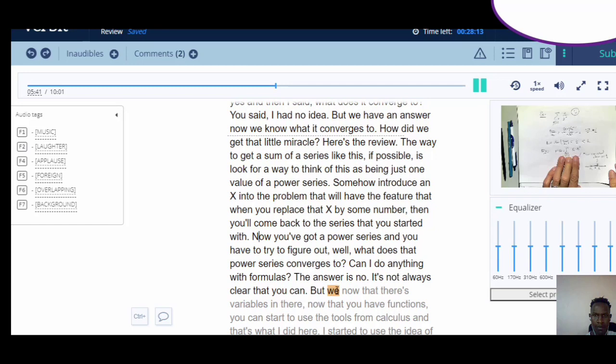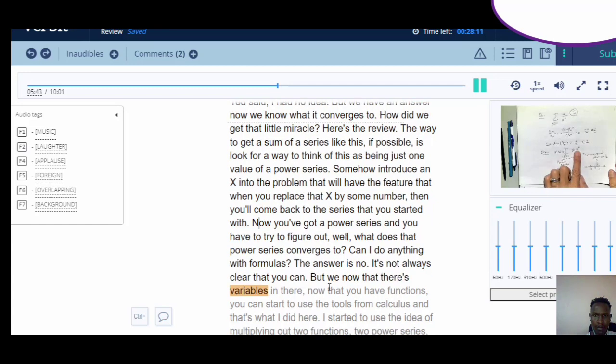But now that there's, as you can see, this is an incomplete sentence. The speaker said, but we, and then started a new sentence, now that. So in this case, because it's in plain read, we delete the first part.